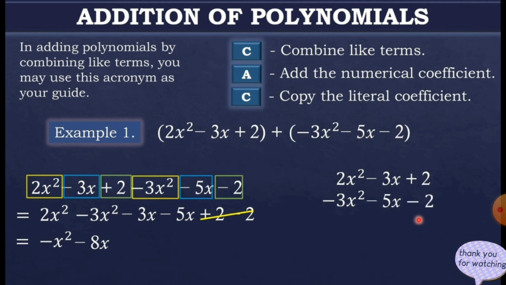So, dapat naka-align yung magkapareho ng variable at exponent. Okay? Dapat magkadugtong sila. Okay? So, when you add, magiging negative x squared and negative 8x. Okay? Then, canceled yung constant numbers.